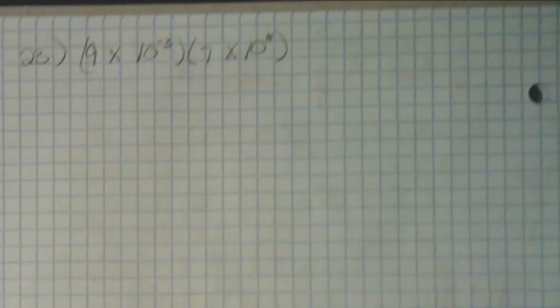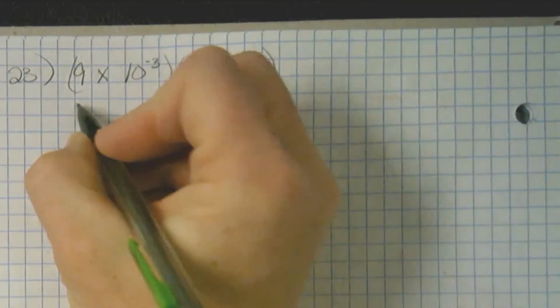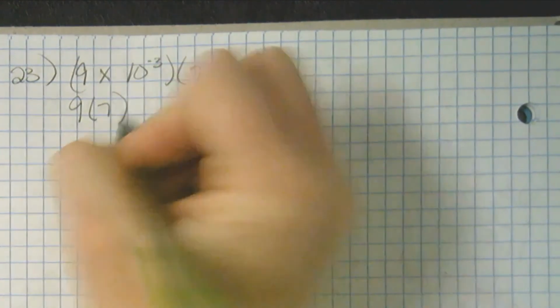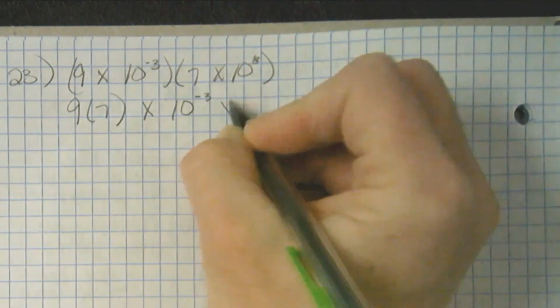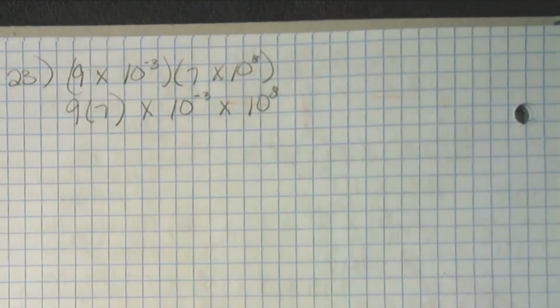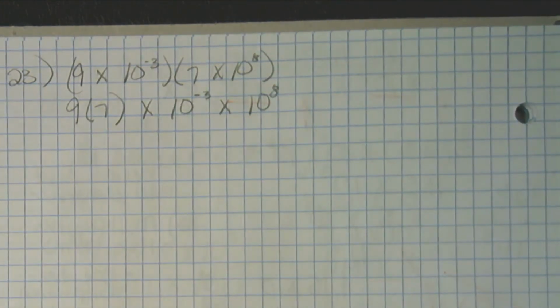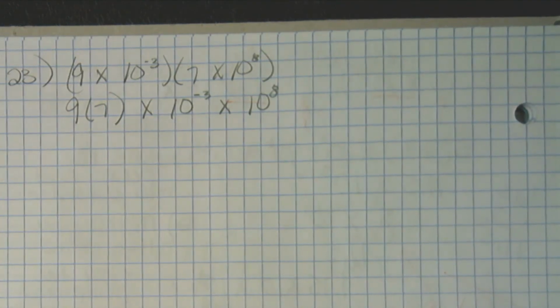So, this is the problem that we have. So I'm going to move my 9 and my 7 next to each other. And then I'm going to move next to each other times 10 to the negative 3rd times 10 to the 8th. Please make sure your multiplication between the 10 part of your scientific notation is an x. All right, Christiana, what's 9 times 7?